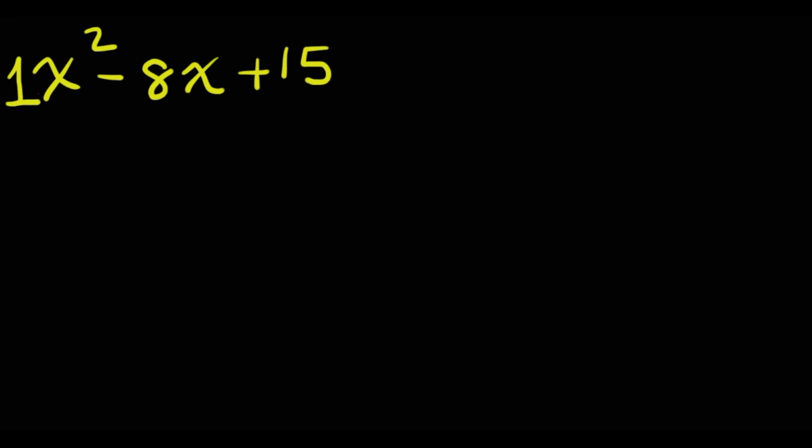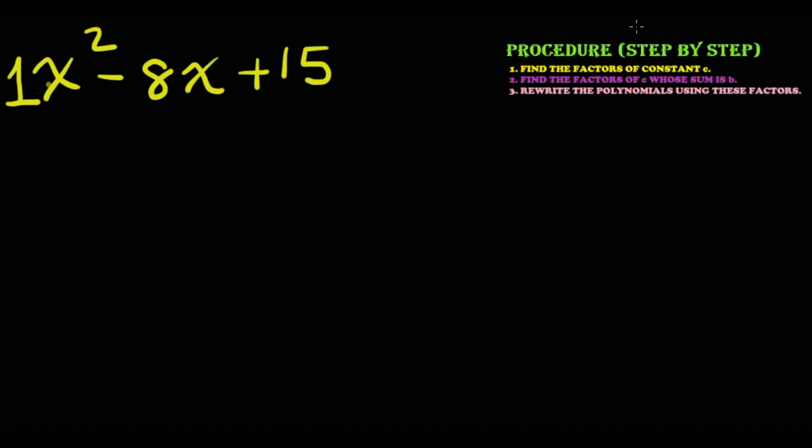Okay, let's bring in the procedure, step by step. Step number 1 is to find the factor of constant c. So which one is your c? Well, let's look. Ax squared, so a is 1, plus bx, so your b is negative 8, and then plus c is 15. So your constant c is going to be 15. That's your constant c, and we're going to write that down. C is 15. So that's step number 1.